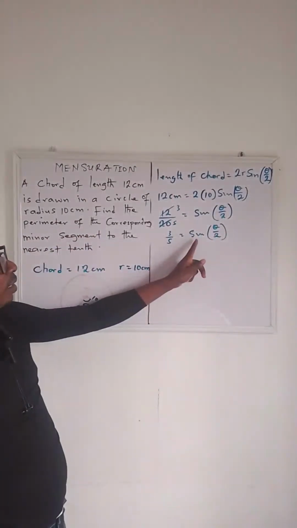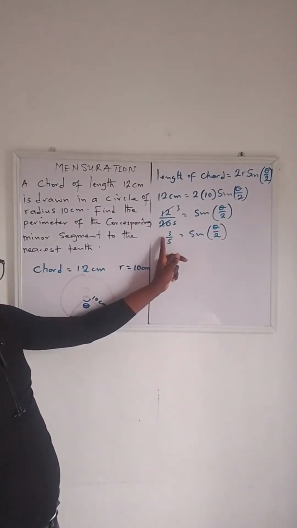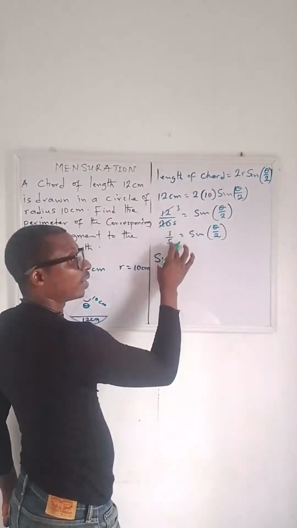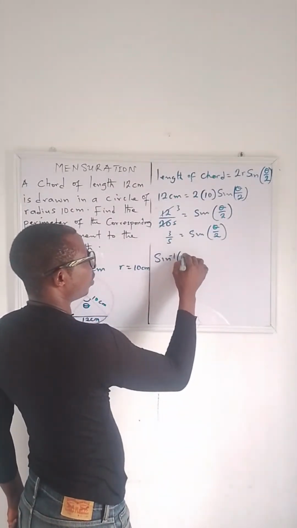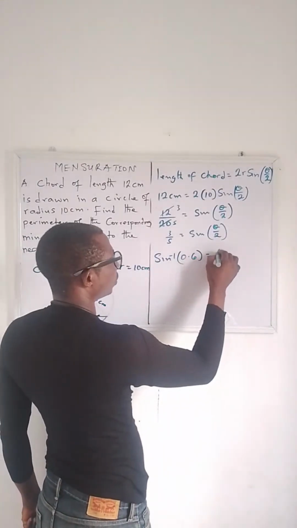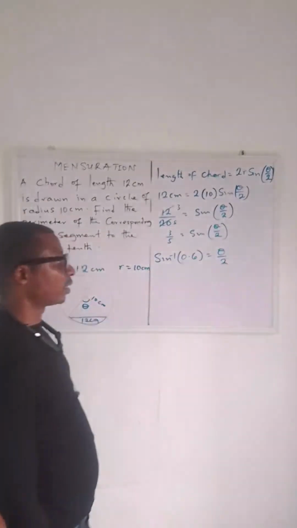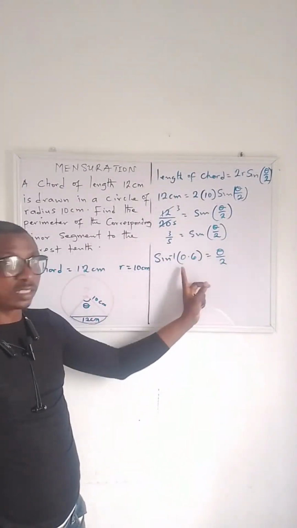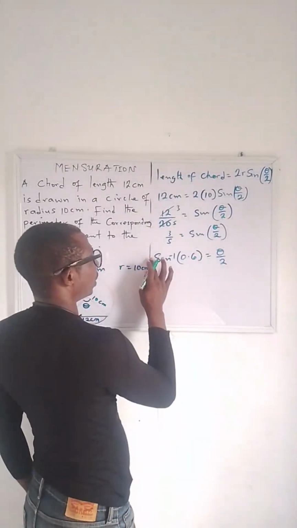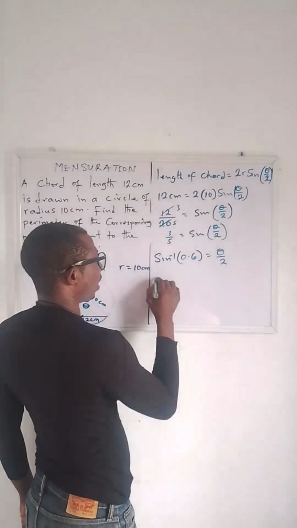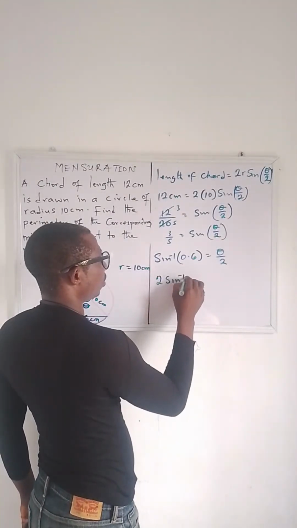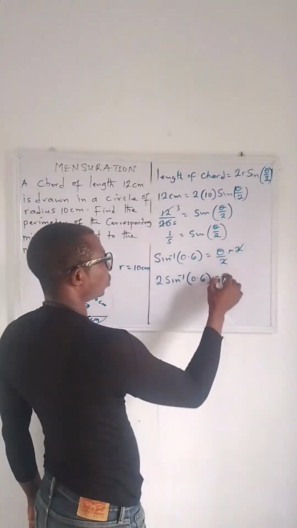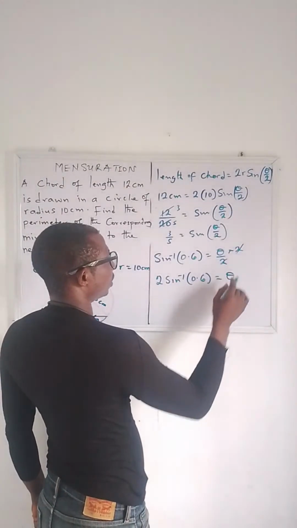So we can take arc sine of both sides. If you do that, you'll have arc sine of 3 over 5, which is 0.6, equals theta over 2. All right, so now we multiply both sides by 2. So we multiply this by 2 and this by 2. So 2 cancels 2, so what do we have? You have that.